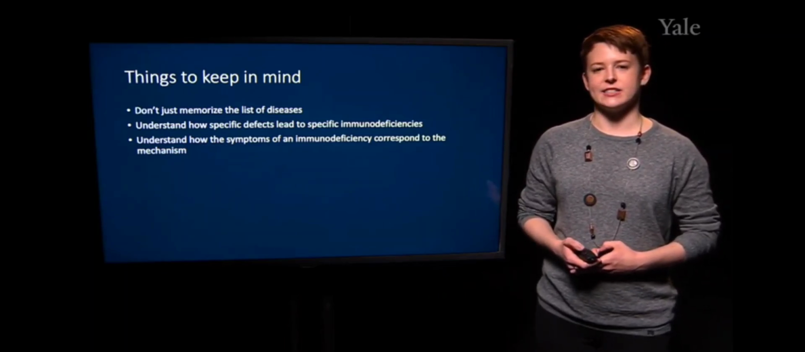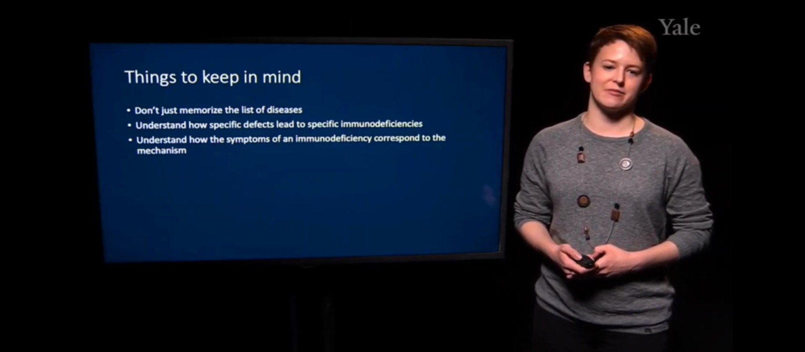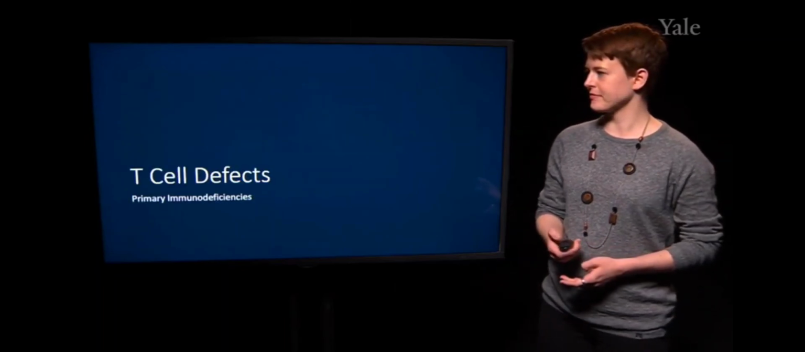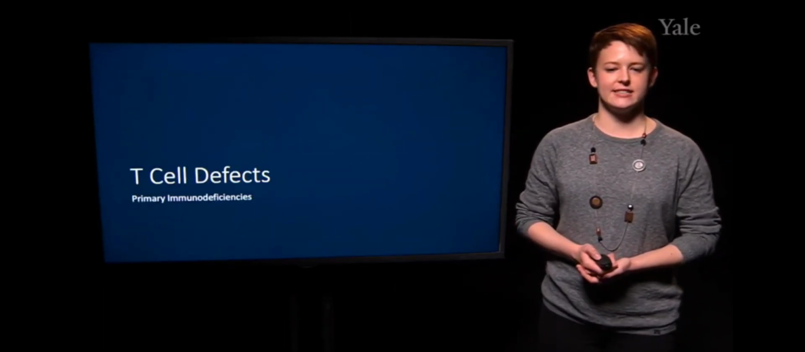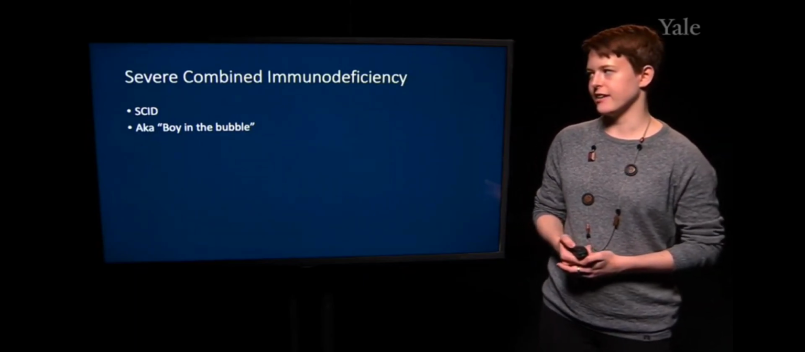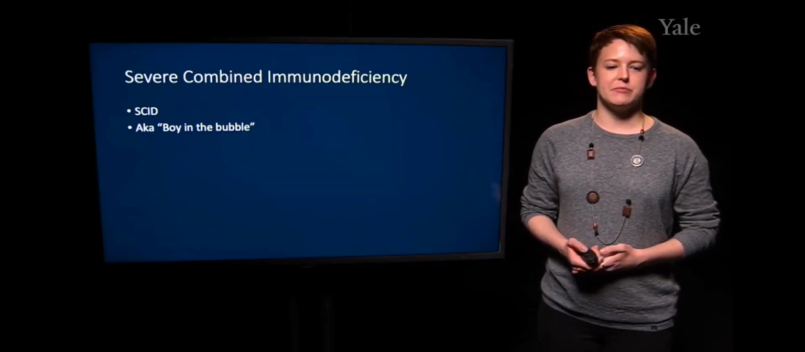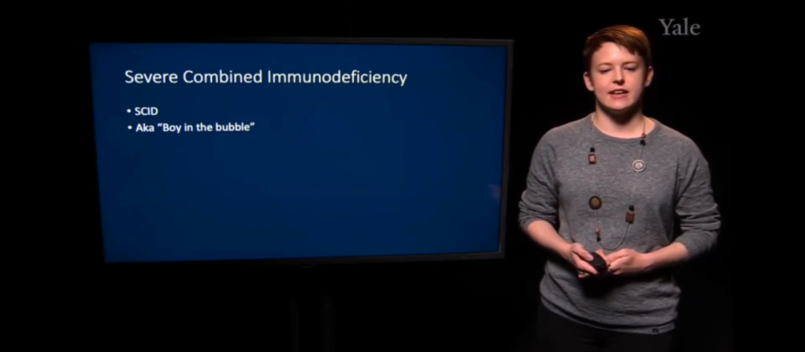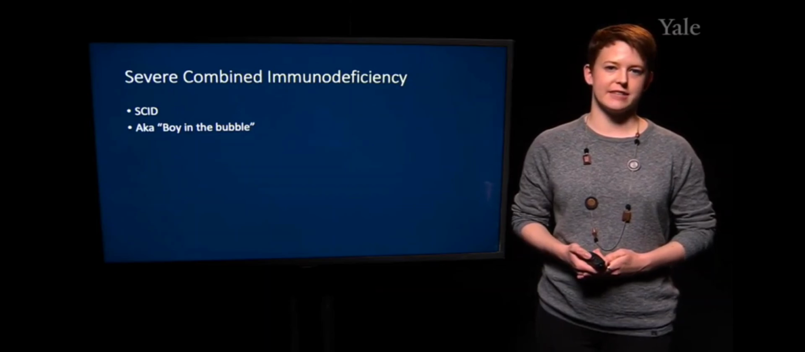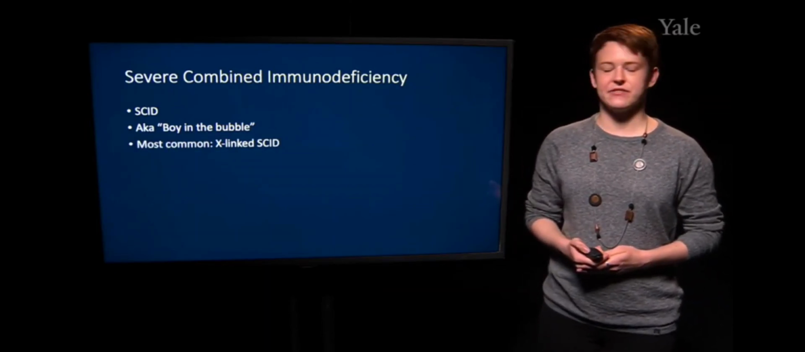So we'll start with T-cell defects, as they're organized in the book. So the first is SCID, or severe combined immunodeficiency. And this is sometimes called the boy in the bubble disease because there have historically been patients that have this disease and they fully lack adaptive immunity, and therefore they live in a bubble so they can avoid infection.